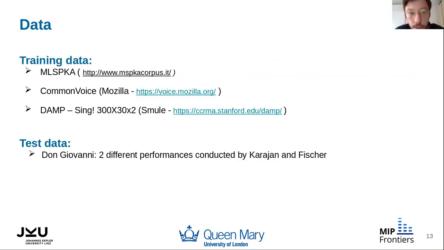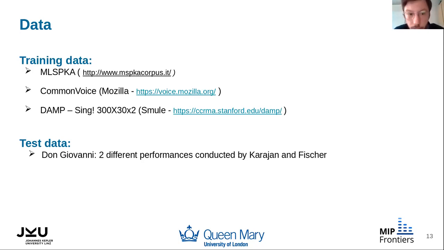To train our acoustic model, we have used a combination of three Italian corpora. The first one is called MLS, which is a corpus curated for phoneme recognition purposes. We also use the Italian subset of the Common Voice corpus released by Mozilla. So these are speech data. In order to add some singing data to our training dataset, we add the Italian subset of the DAMP repository, which is released by Smule.